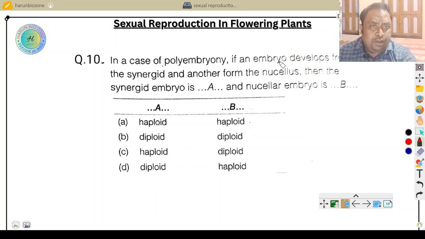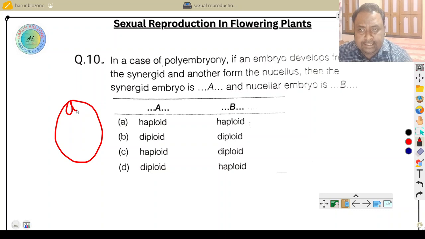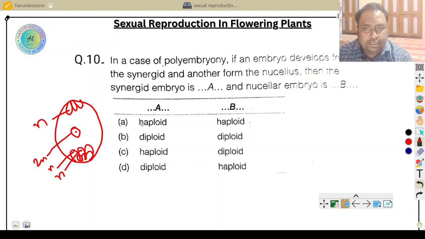In case of polyembryony, if an embryo develops from the synergids and another from the nucellus, then what are the ploidies? Here we explain: this is the embryo sac, this is the antipodal cell, this is the synergids with filiform apparatus, this is the egg nucleus, and this is the polar nucleus. So here the polar nucleus is 2N, egg nucleus is N, synergids N, antipodal cell N. So here synergid means haploid, N number of chromosomes.